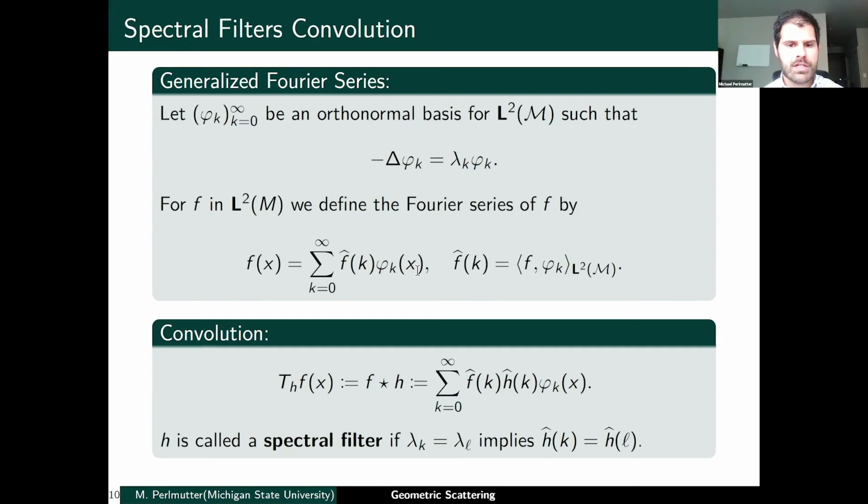Then, given a filter H, we can consider an operator which convolves the signal f with the filter H as a pointwise multiplication of Fourier series operators. So this is a direct generalization of the well-known fact that convolution is Fourier multiplication in the Euclidean setting. Now, a difference is that in an arbitrary manifold, these eigenvalues can have crazy multiplicities. So if we happen to have an eigenvalue with multiplicity and lambda k is equal to lambda l, we're going to require that the kth and the lth Fourier coefficient of H be the same. And this is what we call a spectral filter.